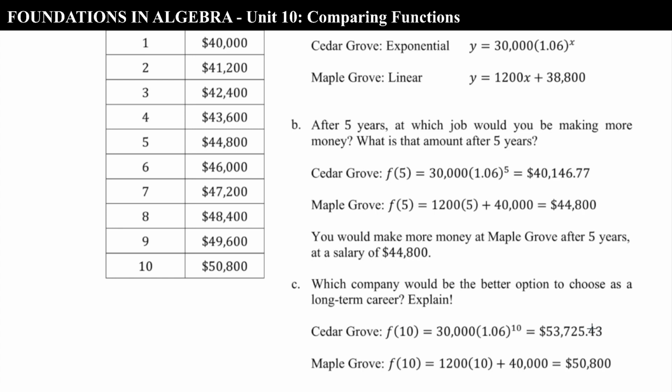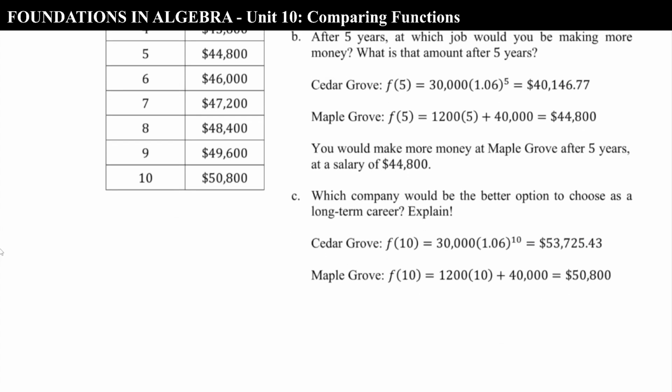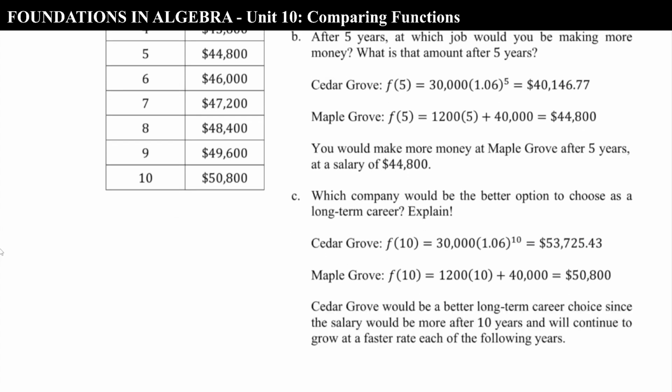So by the time you're 10 years out, you will have surpassed what you would be making at Maple Grove, and you'll continue to make more money at a faster rate because Cedar Grove would be a better long-term career choice since the salary would be more after 10 years and will continue to grow faster since this is an exponential function. So this kind of gives you an idea of how we can take some real-world scenarios and how we can take different function types and make some comparisons and see where you end up in a better position.